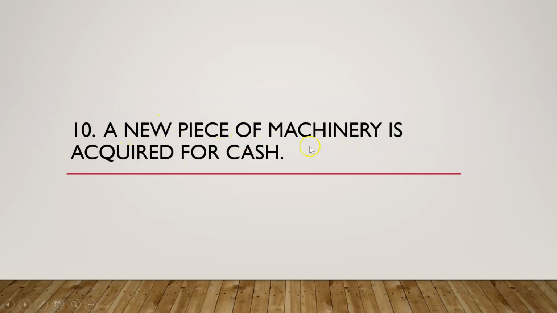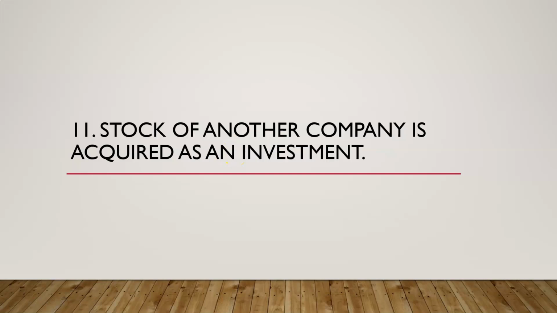Then a new piece of machinery is acquired for cash. For this one, we said that investing activity is concerned with acquisition of long-term assets. Machinery is a long-term asset and we are acquiring it for cash, so that should be an investing activity. Stock of another company is acquired as an investment. The key term to remember here is stock, but also investment. You are acquiring a stock, which can make you think that it should be financing, but it says directly that it's an investment. So this should be an investing activity.